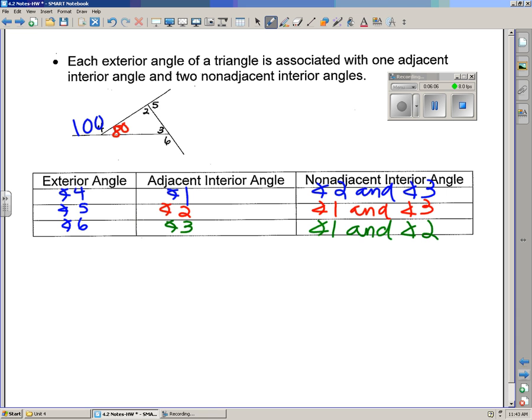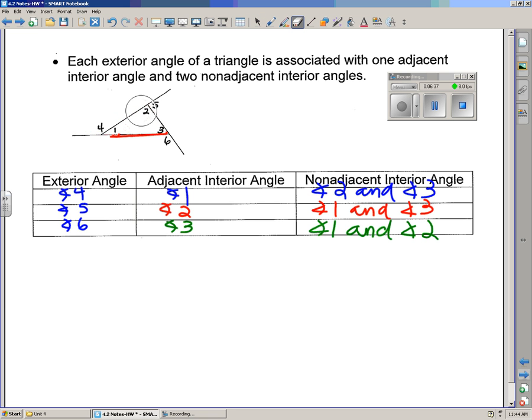Well, if I wanted to find out what 2 and 3 were, I would have to realize that angle 2 plus angle 3 somehow better be 100. Whether it's 50 and 50 or 70 and 30 or 60 and 40, it doesn't matter. But because all three angles of a triangle have to be 180, if we know one of them, we know the sum of the other two.